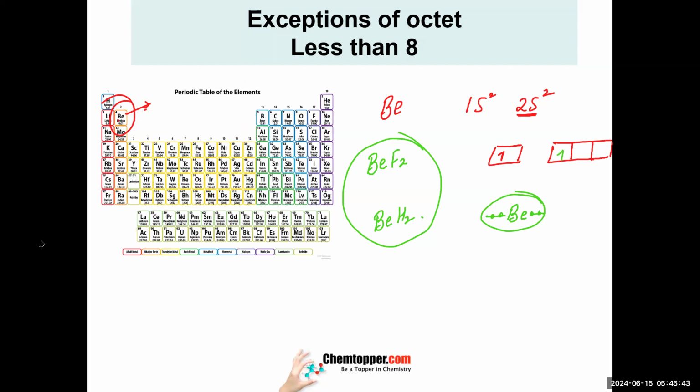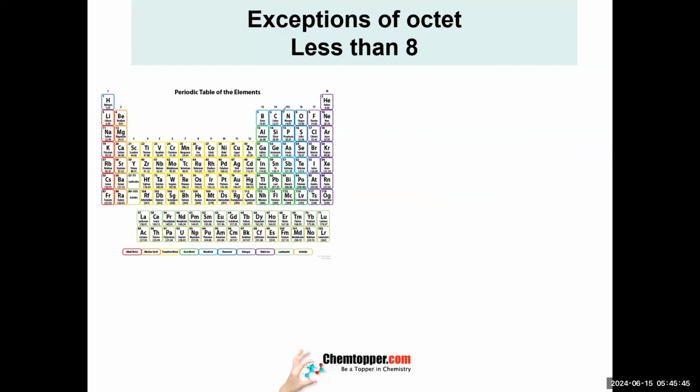So do you think carbon can have more than 8 in its Lewis dot structure? Carbon, nitrogen, oxygen, fluorine? No. What is the reason? Absence of empty or vacant d orbitals, because there is no 2d. We don't have any 2d, right?